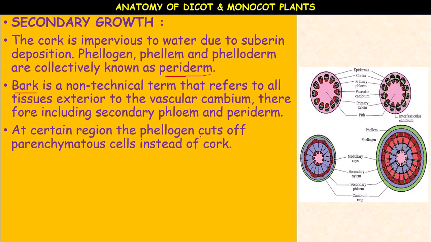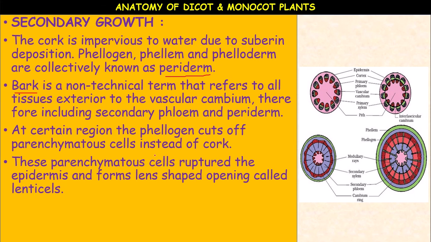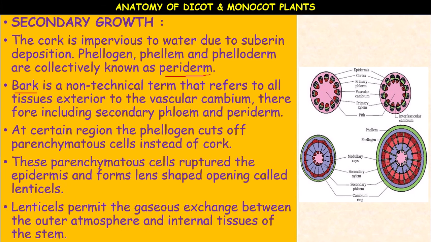At certain regions, the phellogen cuts off parenchymatous cells inside the cork. How are these lenticels formed? These parenchymatous cells rupture the epidermis and form lens-shaped openings called lenticels. So, these lenticels help in transpiration and exchange of gases between the outer atmosphere and internal tissues of the stem. Okay.